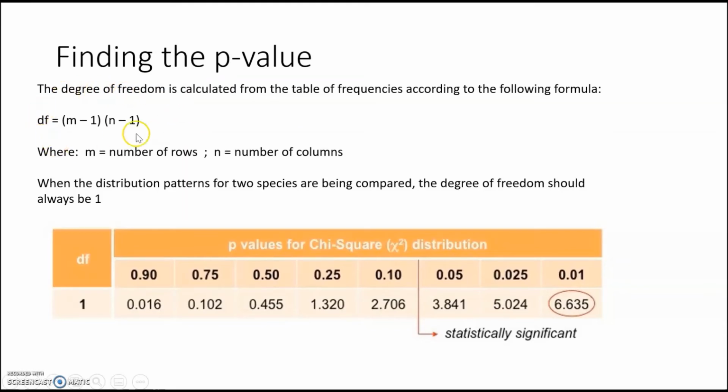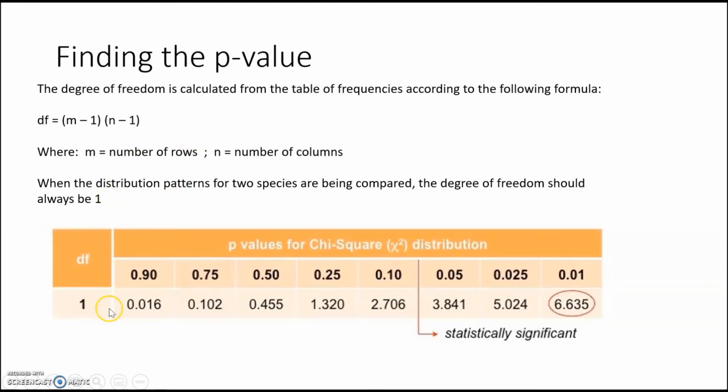And the general formula is this, where m is the number of rows in the table we have used for data collection, and n is the number of columns. So, since we have 2 rows and 2 columns, then we end up with a degree of freedom of 1 for this little test here.